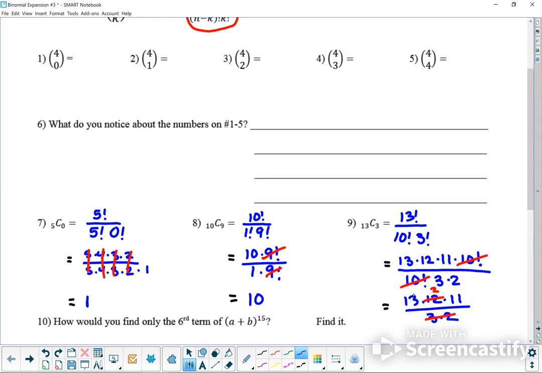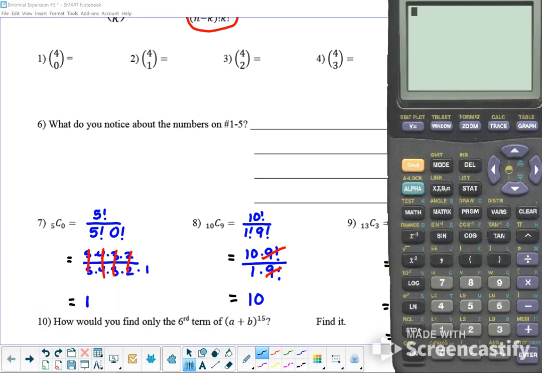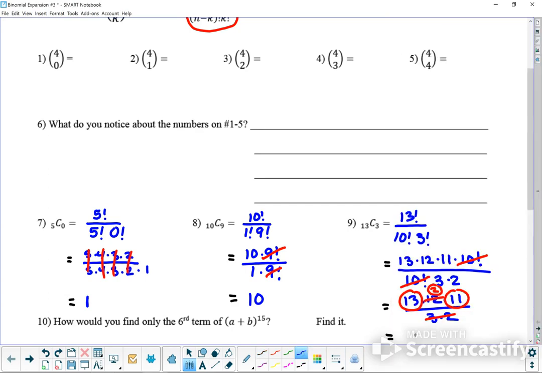So the correct answer is going to be 13 times 11 times 2, whatever that makes. Okay, so I'm going to pull out my calculator. So I'm going to go 13 times 11 times 2. That makes 286. That's my final answer.